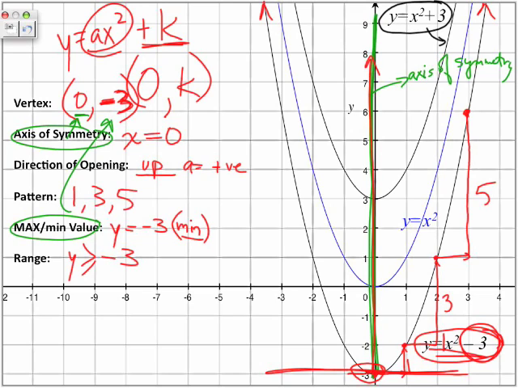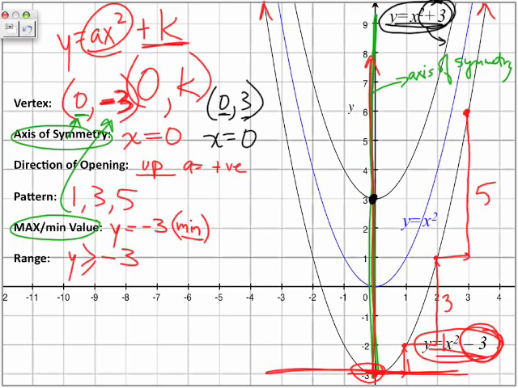Now let's look at the next parabola, which we're going to use in black to represent the other one. What do we have here? The vertex is here at 0, 3. Just like we said, whatever our k value was is going to represent the y value of our vertex. Now, axis of symmetry. Same axis of symmetry: it's whatever the x value was of the vertex. So x is equal to 0.